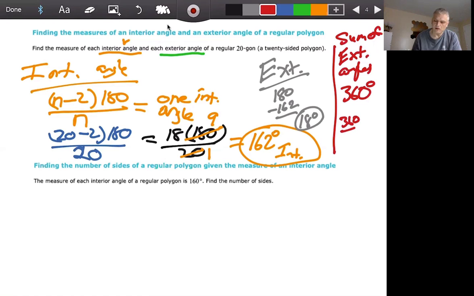Well, for a 20-gon, 360 divided by 20, guess what it is? It's 18. Boom. So in reality, what we did by finding the interior angle is good practice for those previous topics, but the exterior angle is much faster. So we could have done this. This could have been how we do this question.